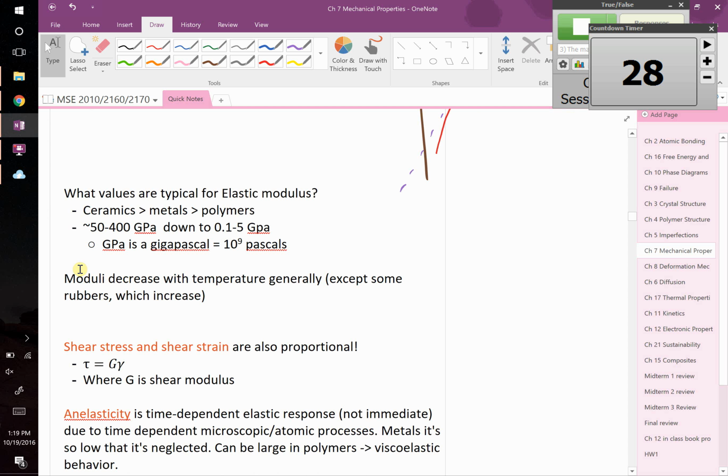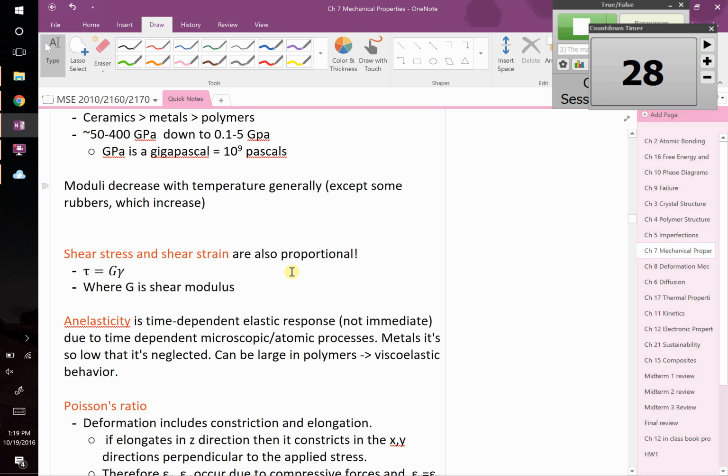So what are some typical values that you should know for materials? Ceramics are higher than metals or polymers in terms of their elastic modulus, right? Ceramics can be gigapascals, some of them like 400 gigapascals, maybe 50 to 400 is okay. Remember, a gigapascal is a billion pascals, 10 to the 9th. But polymers could be less than a gigapascal, they could be 0.1. And metals are going to be somewhere in between, okay?